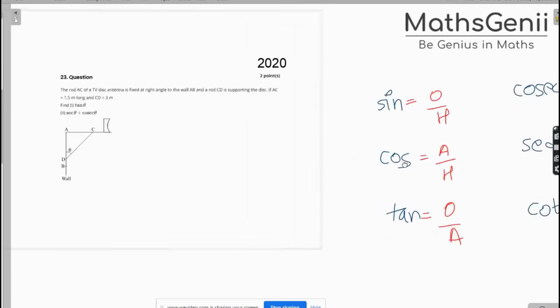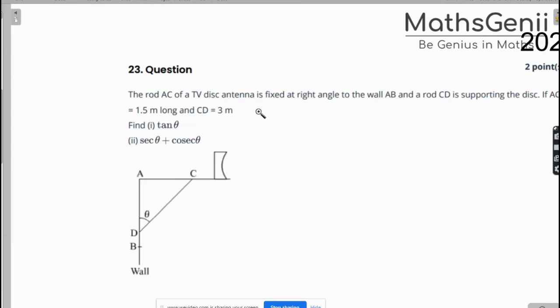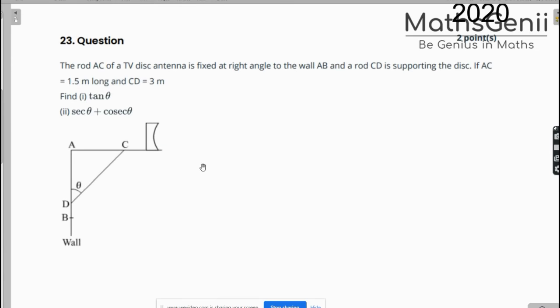Now let's look at what the question is asking me all about. He's saying the rod AC. AC is a rod of a TV disc antenna fixed at a right angle triangle. Whatever, I'm not concerned. Now let's jump on the numbers. If AC is 1.5, and CD is 3. So CD is 3. And did he say anything? Right angled at B. So this must be my right angle.